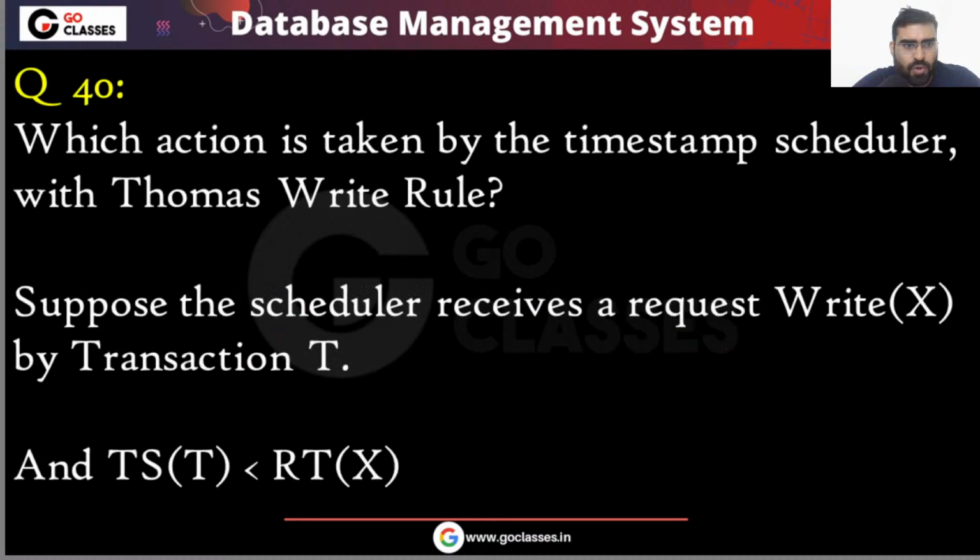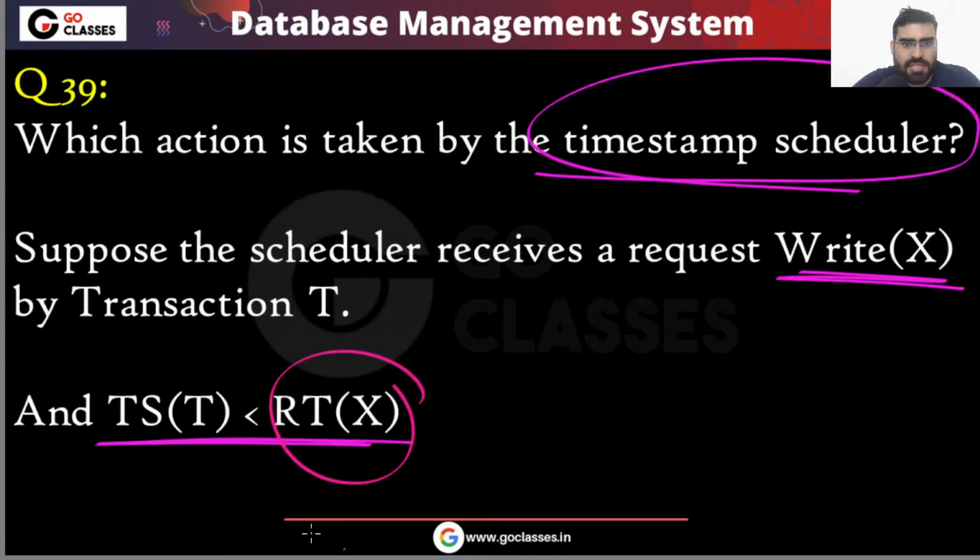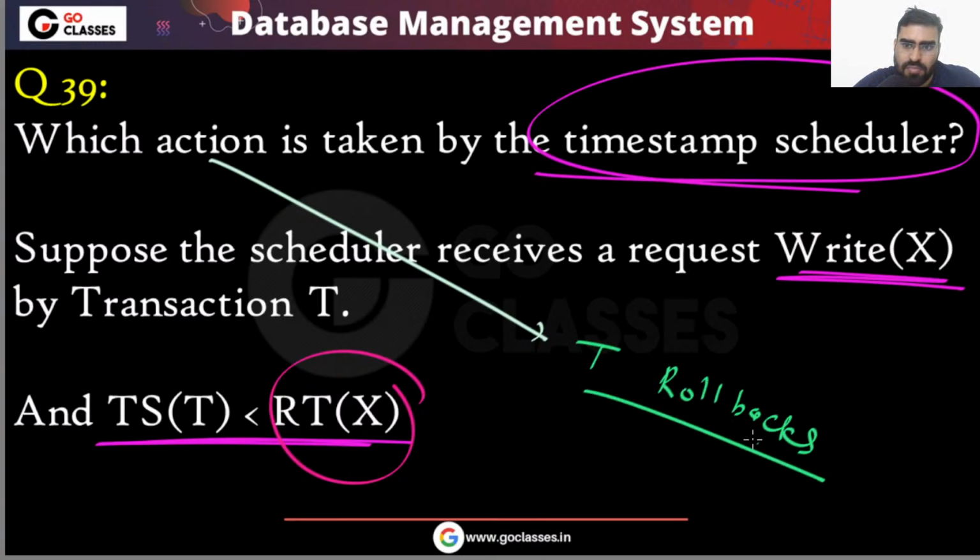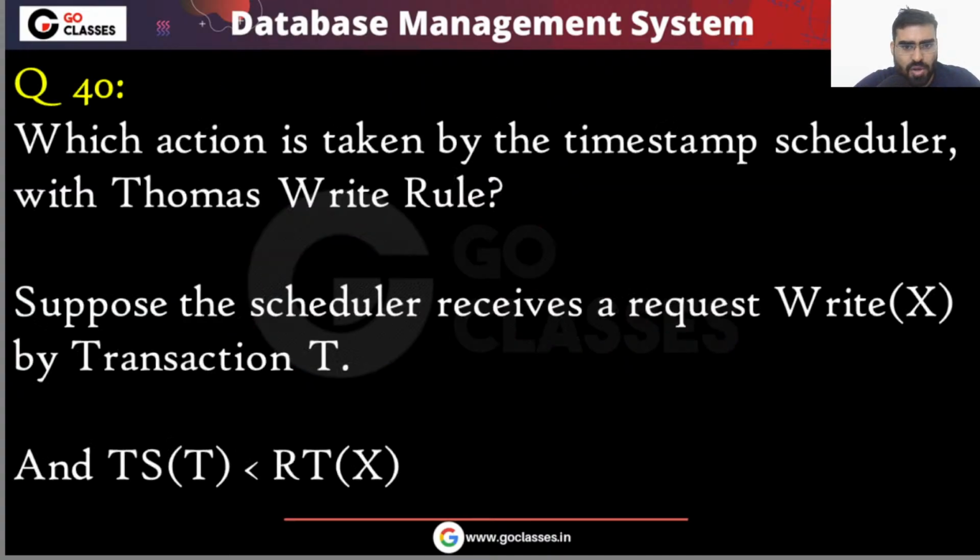And the same thing happens here, so I can say TSP will not allow. So what action will be taken? What action is going to be taken? So T rolls back. T will roll back. Okay.